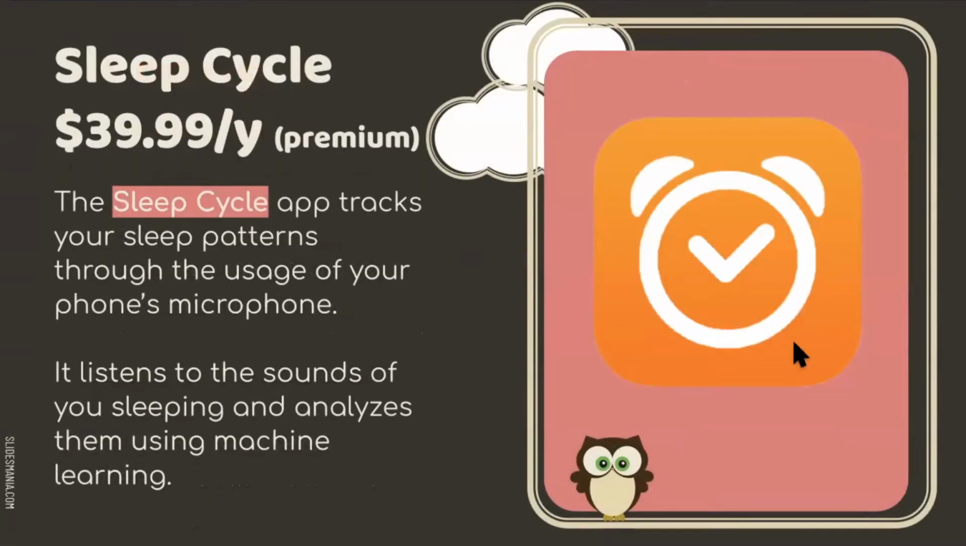The first app is called Sleep Cycle, and this has a cost of $39.99 per year if you have the premium version. The Sleep Cycle app tracks your sleep patterns through the usage of your phone's microphone. It listens to the sounds of you sleeping and analyzes them using its machine learning. To the right, you can see an icon. It's orange. This is what the app looks like.